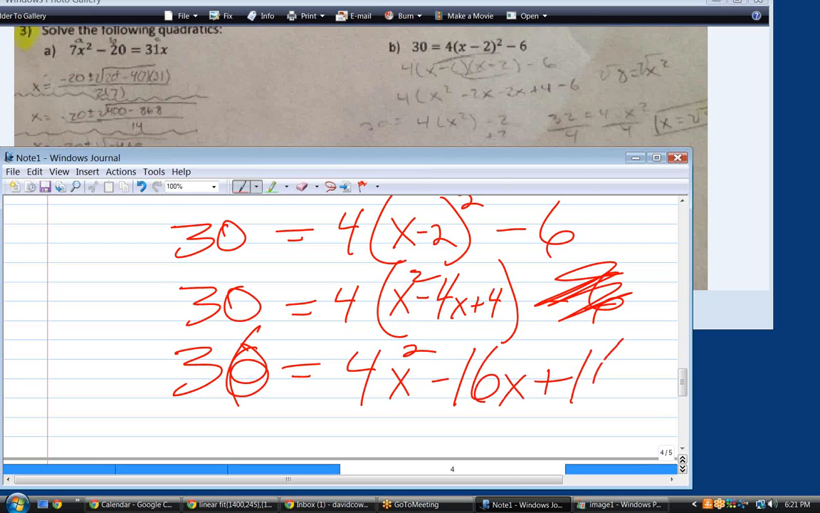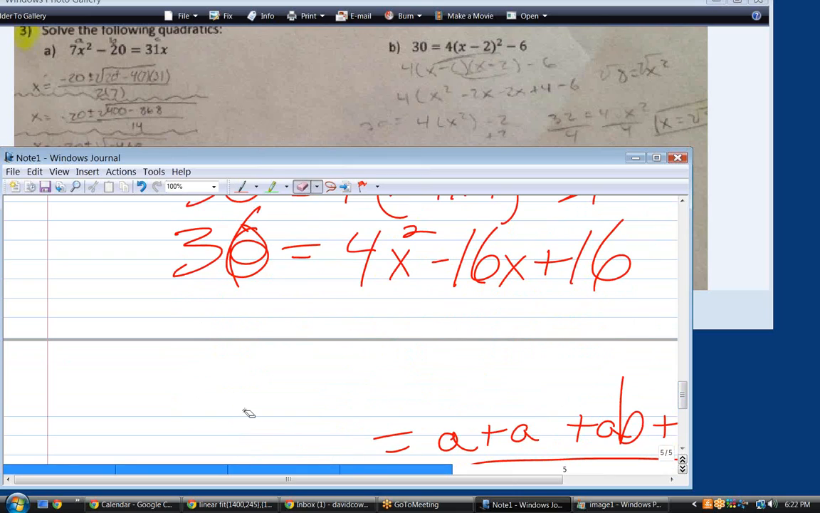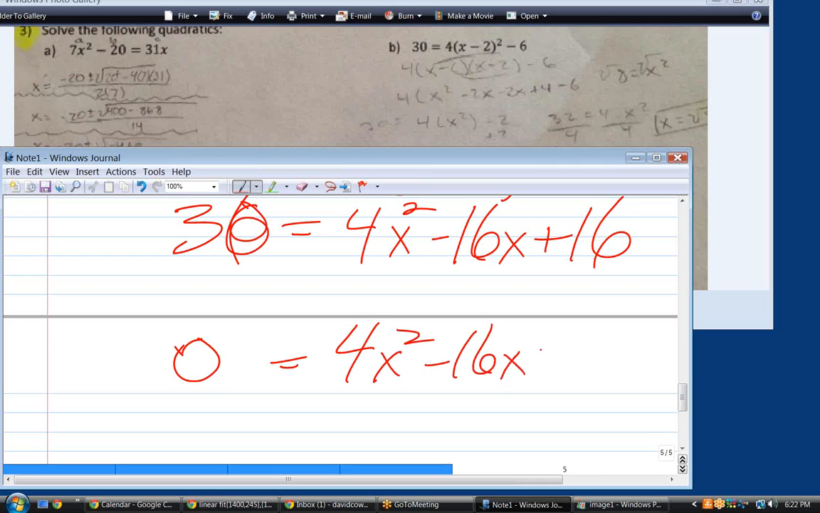In other words, I'm distributing the 4. This is not the easy way to do it, but it's one way to do it. Now I'm going to set it up as a normal looking quadratic where I have 0 on one side, and I'm going to do that by subtracting 36 from both sides. So I end up with 4x squared minus 16x minus 20.